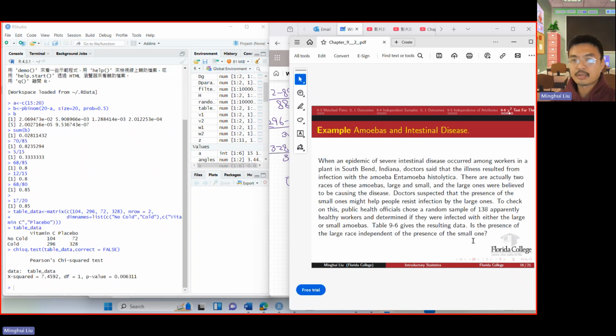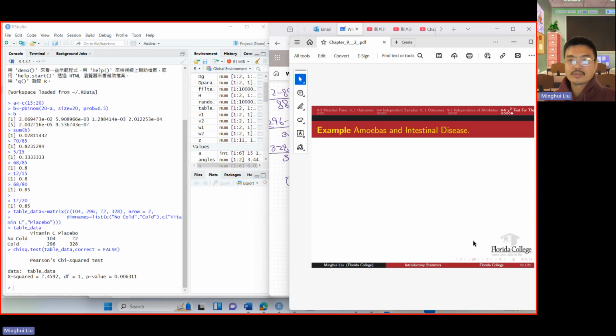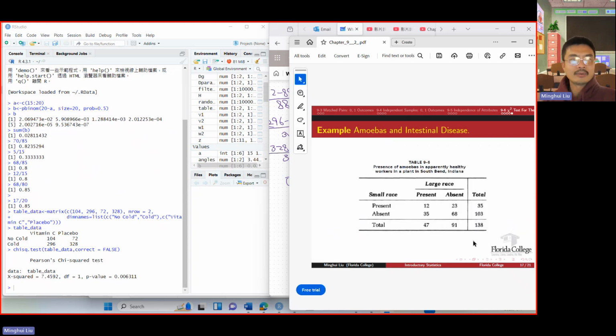So there's another example. So there are two races of amoebas, and basically some kind of bacteria, and I always have a hard time pronouncing the names, but basically there are just two types. One is called a small one, one is called a large one. And now we would like to find whether the absence or the presence of the small one has anything to do with the absence or the presence of the large one. So here, this is the data. And now what you can do is to do the chi-squared test just by using this table.